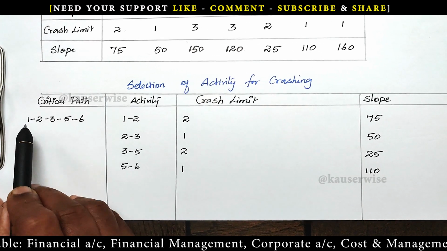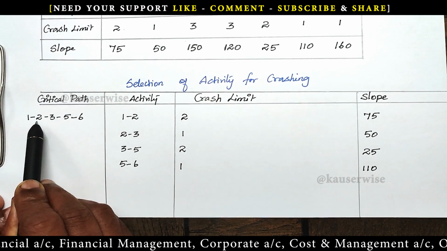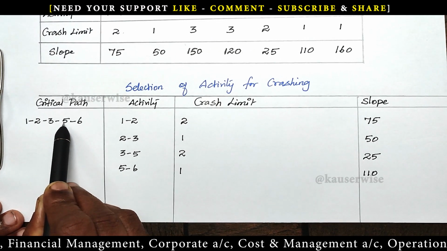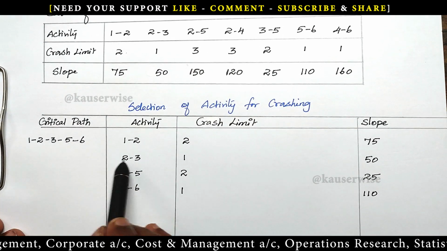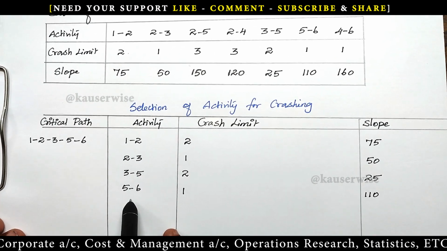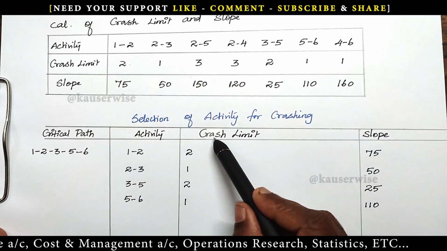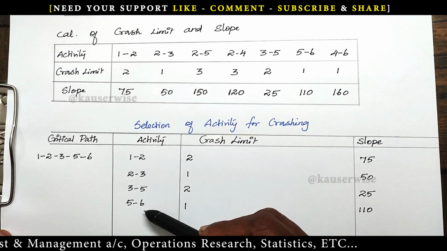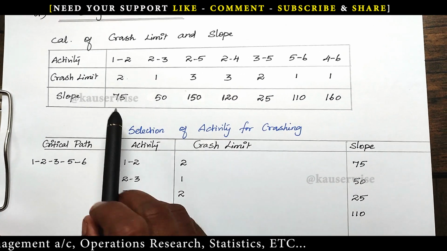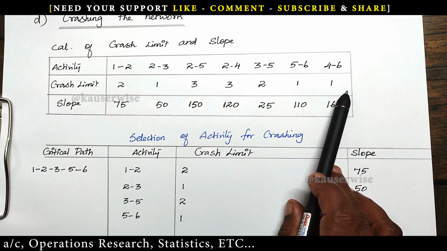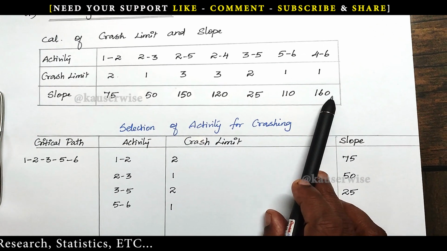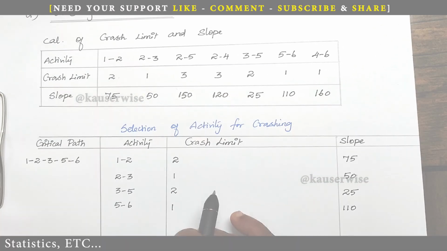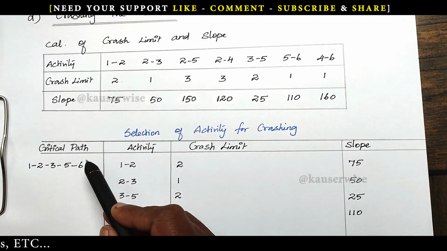See here, our critical path is 1 to 2, 2 to 3, 3 to 5 and 5 to 6. So enter the activities: 1 to 2, 2 to 3, 3 to 5 and 5 to 6. And then just enter the crash limit for these activities. We have already calculated the crash limit and the cost slope for all the activities. Now we are going to enter only the crash limit and slope for the critical path.